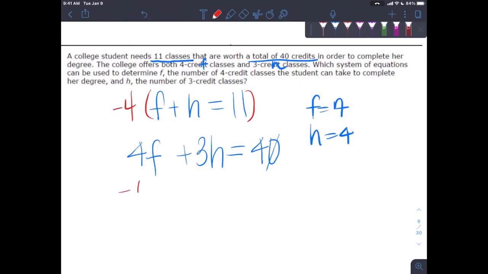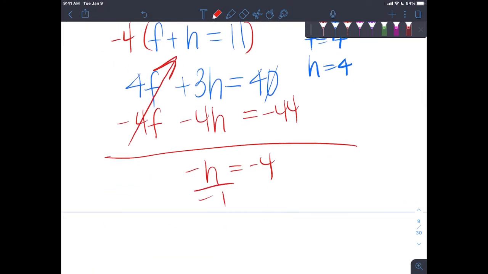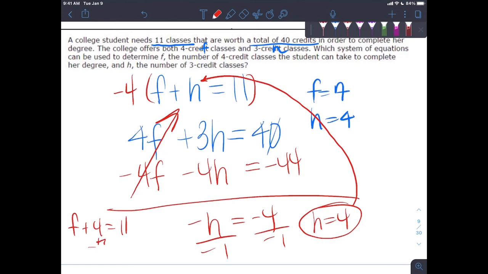So I'd end up with negative 4f minus 4h equals negative 44. They'd cancel here, and I end up with negative h equals negative 4. I'm going to divide both by negative 1, and I end up with h equals 4. Exactly what I got whenever I used the calculator. I can then take this and plug it back in. So f plus 4 equals 11, so f equals 7. All right, let's keep going.